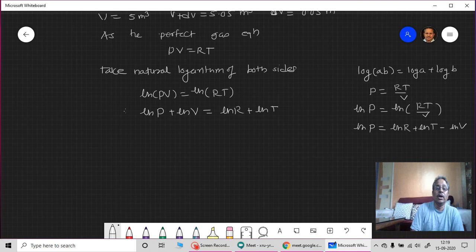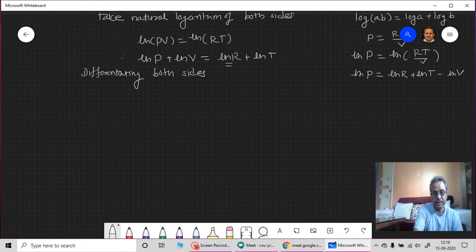Now we have to differentiate each term. And we know that the differential of a constant term is 0. So here R is a constant, so log R is going to be a constant, and its differential is going to be 0. Whereas V is variable and P is also variable. So right here, differentiating both sides.